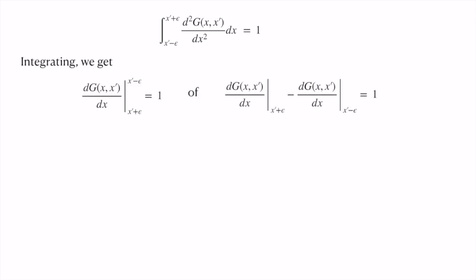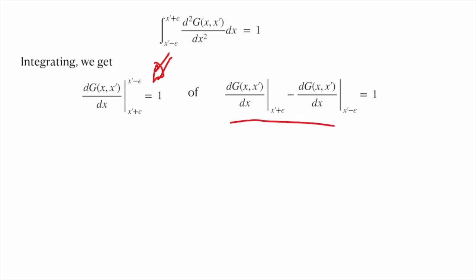That is, the integral going from x prime minus epsilon to x prime plus epsilon of d square g by dx square is equal to 1. That is the identity which we have. We can immediately integrate this. It is the exact integral, and what we get is the first derivative of the Green's function, which is exactly what we want, evaluated across the boundary, that is, x prime minus epsilon to x prime plus epsilon. That is the right hand side and left hand side, and that is equal to 1. That is the identity which we get from integrating this.